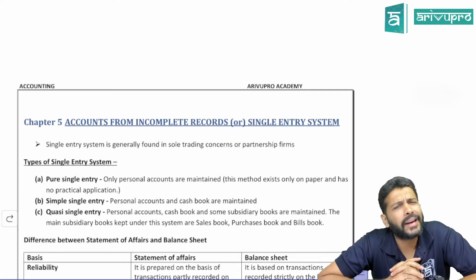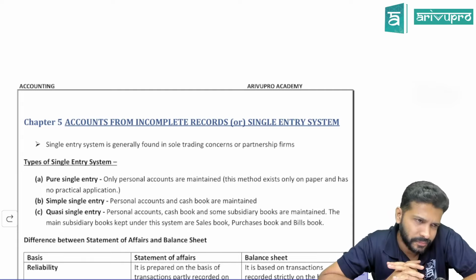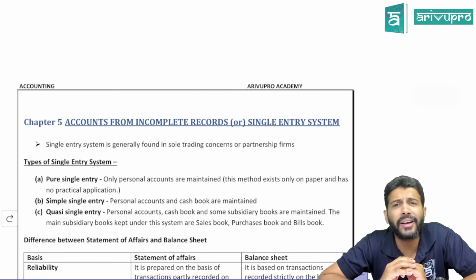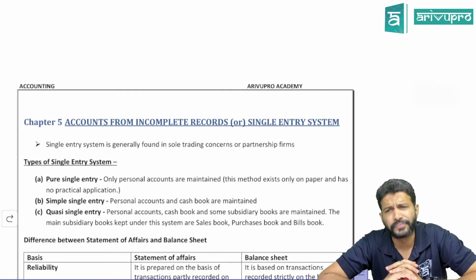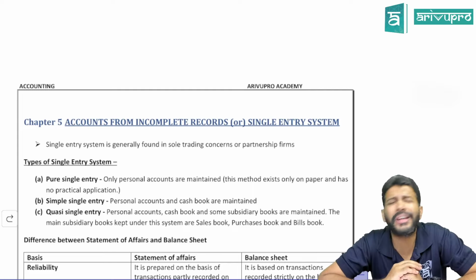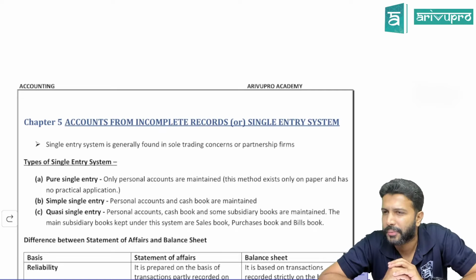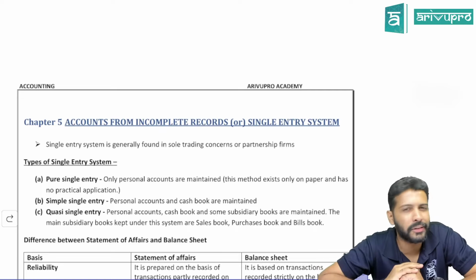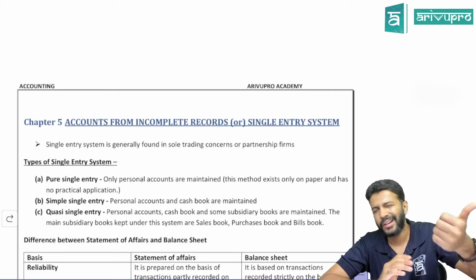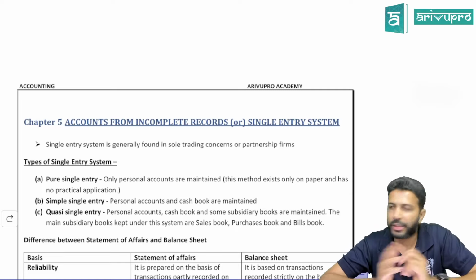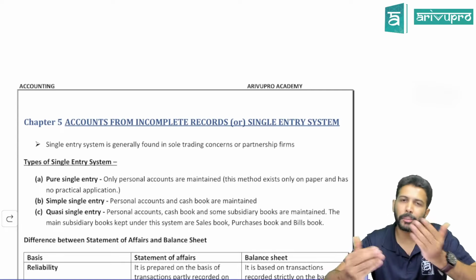They have maintained accounts in a haphazard manner. To put it in simple terms, they have not maintained proper accounting records. So many pieces of information are missing. So we have to find out that missing information and prepare final accounts. Final accounts means trading, P&L and balance sheet. That's all.